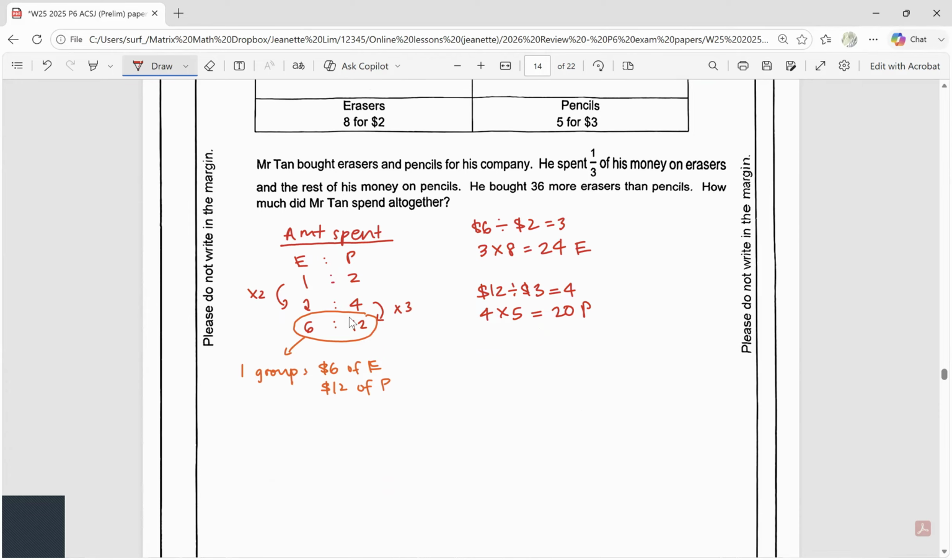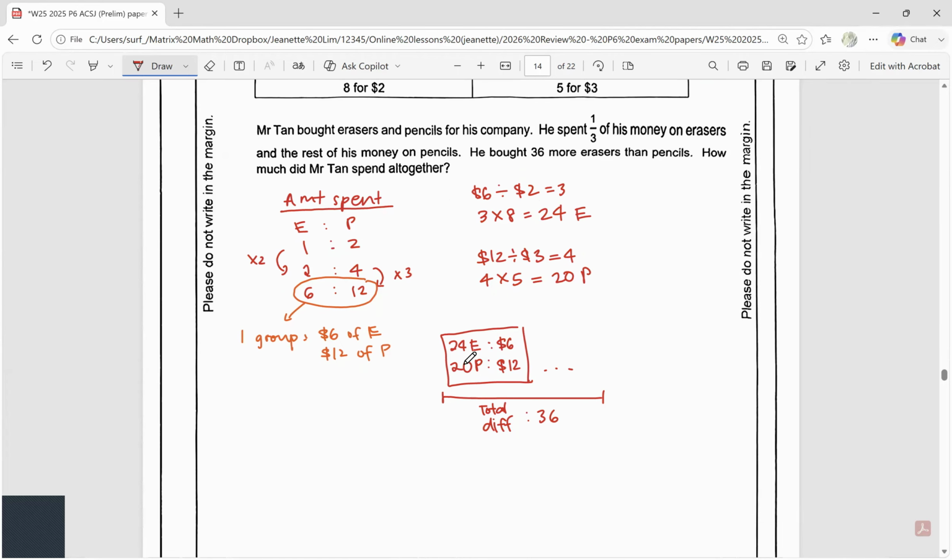So in one group, I have 24 erasers, which is $6, 20 pencils, which is $12. Okay, one group. That's the lowest I can have. Now, the question said that he bought 36 more erasers than pencils. Okay, so that is what we call the total difference. There is a difference of 36 items. Okay, not $36, 36 items.